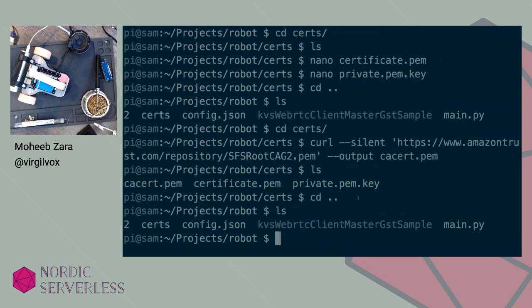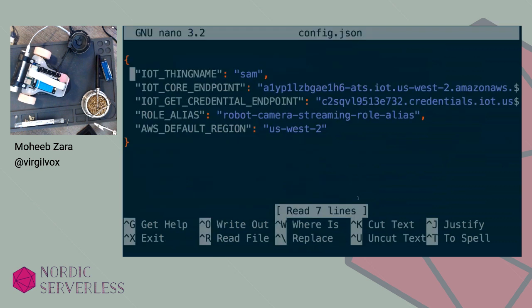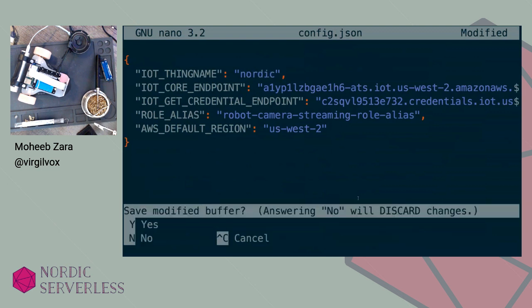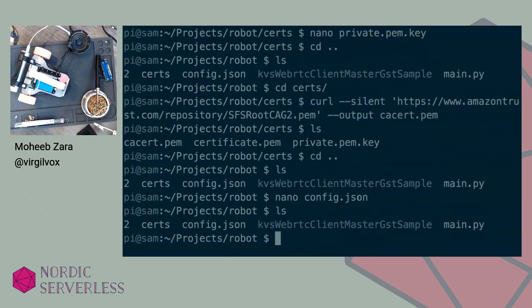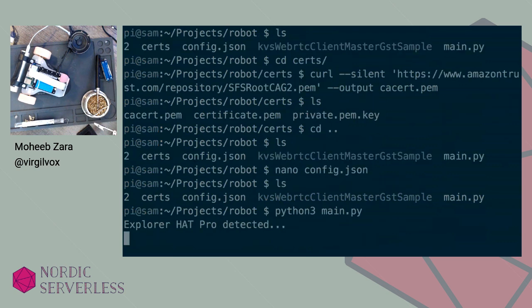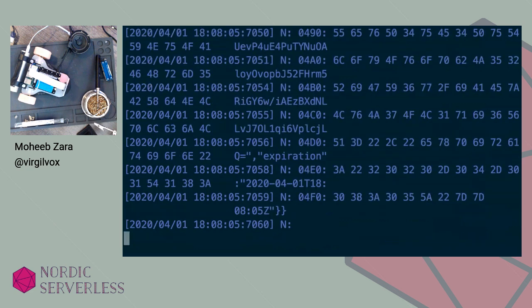So now we also need to adjust this config file here. So now the core endpoint and the credential endpoint, I don't need to change because they're the same on this environment. But we'll change this, the device name. Cool. Now, if I run it, it's detected its motor shield, and that's showing it's connected to WebRTC, and we're connected to AWS IoT.